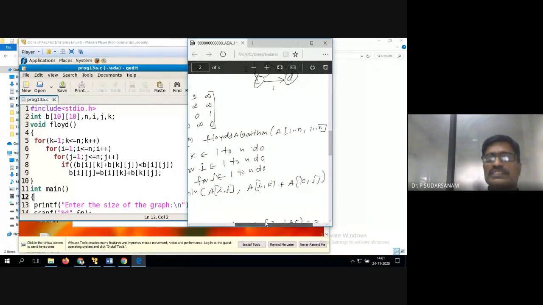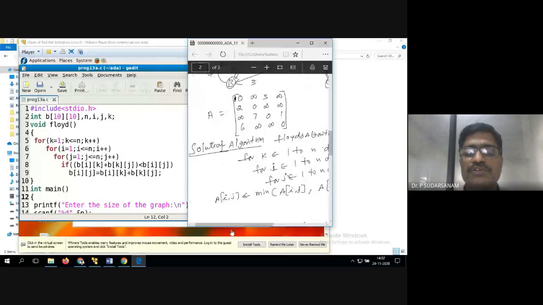Next, what we have done in this case is a of I comma k plus a of k comma j less than a of I comma j, you need to consider this. That's what I have written here. B of I comma k plus b of k comma j less than b of I comma j, that is equal to b of I comma j is equal to b of I comma k plus b of k comma j. This one you have taken. No, sir, I want to find out minimum of one more function. You can do it, I don't have any problem. If you want to go according to this, you can go ahead, no problem.